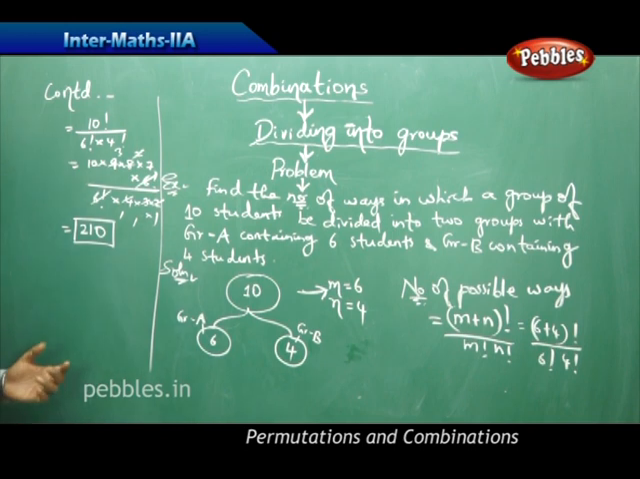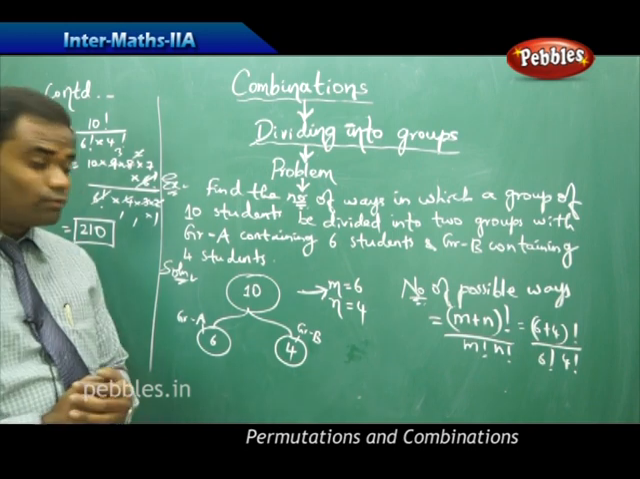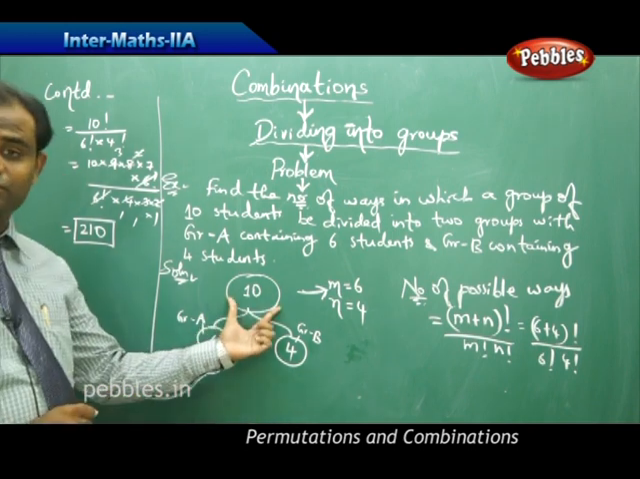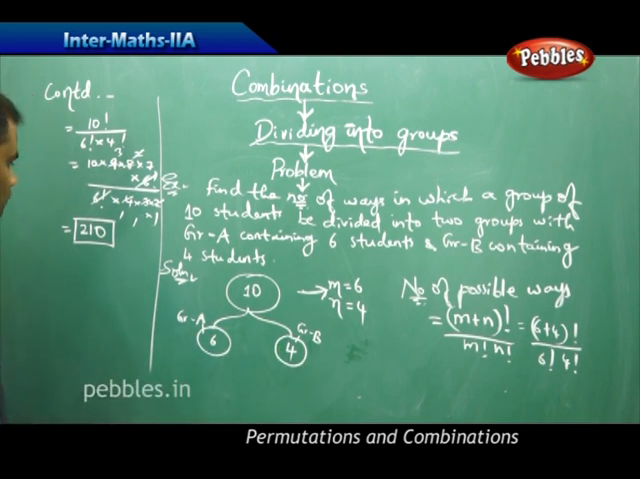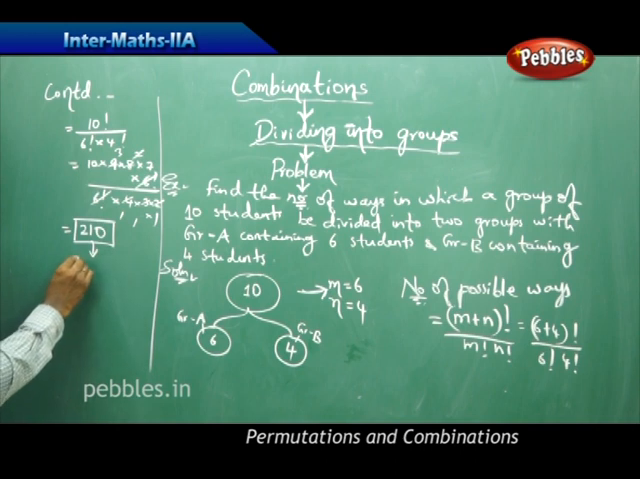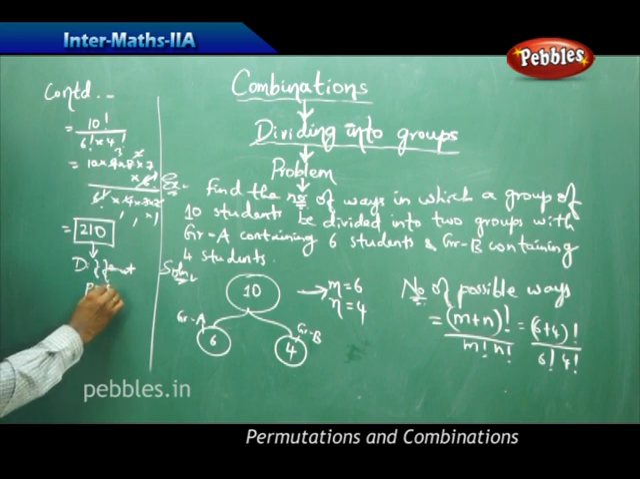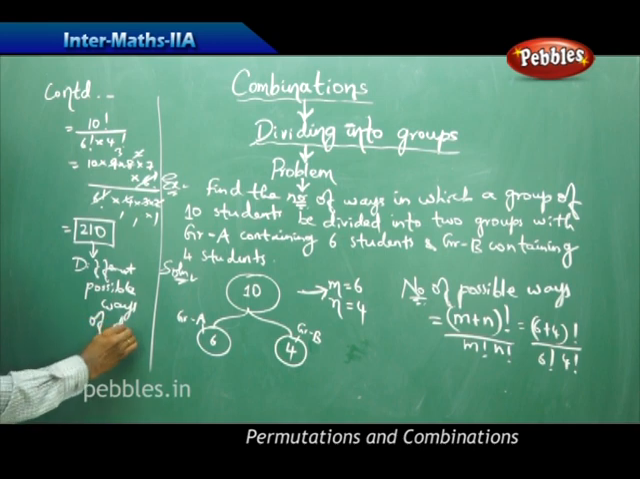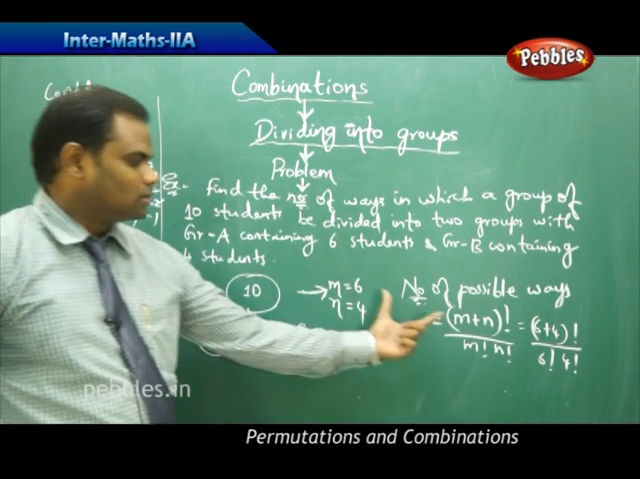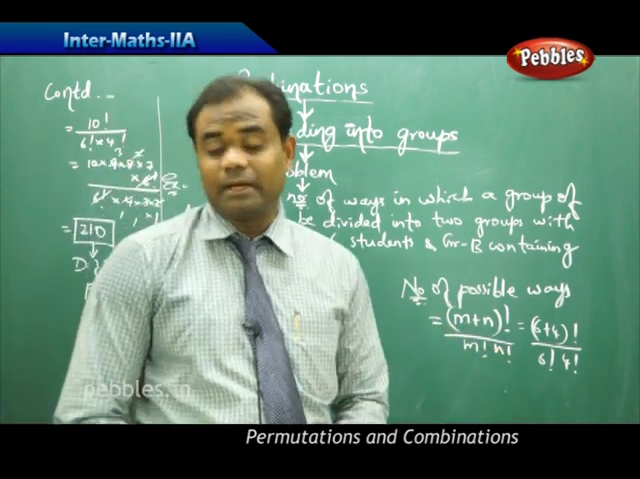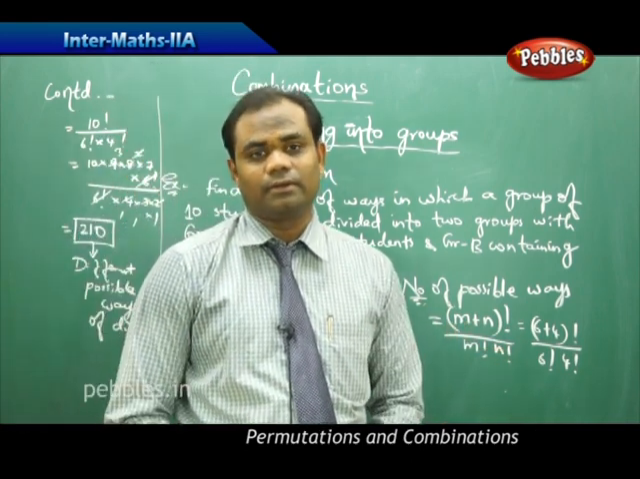Therefore, there are 210 different possible ways through which I can divide the group of 10 students into a group containing 6 and a group containing 4. So 210 different possible ways of division into groups is possible through the formula (m plus n) factorial by m factorial into n factorial.